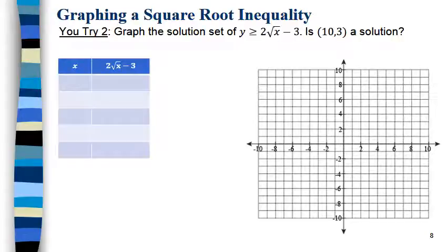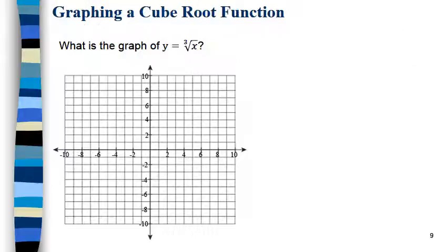Okay, welcome back. So if you made an x, y table, you notice that 10, 3 is not a solution to this inequality. Your inequality should have had a solid line because it's greater than or equal to, and it would have been shaded above the function.